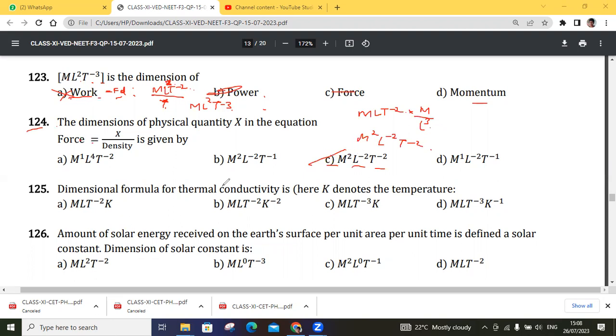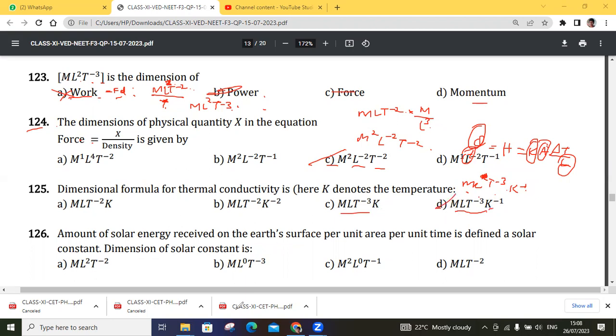Then 125. Dimension formula for thermal conductivity. We know this, right? H is equal to K delta T by L. H is Q by T, which is energy by time, power. Power, just now we saw, is m L square T power minus 3, and K we want. This is meter square, this is meter, so meter will remain and come down. So length will go to one. Delta T is temperature, so K power minus 1. So m power 1, L power 1, T power minus 3, K power minus 1.